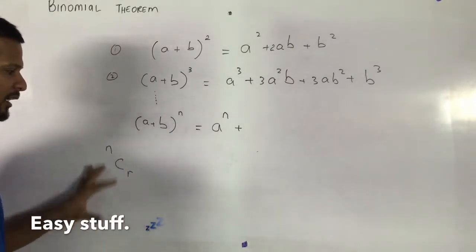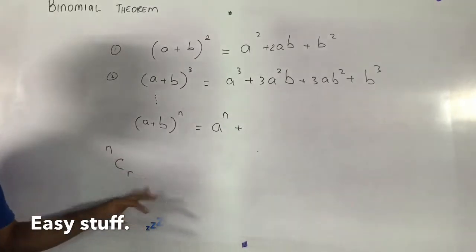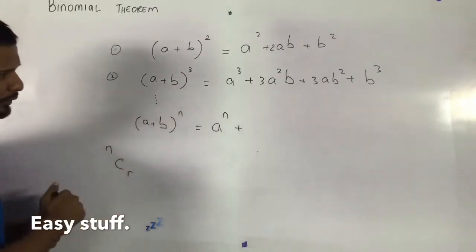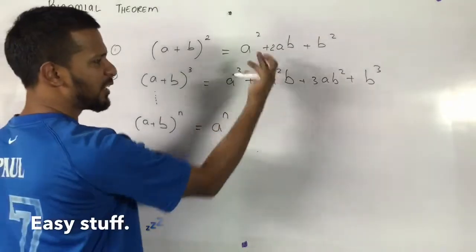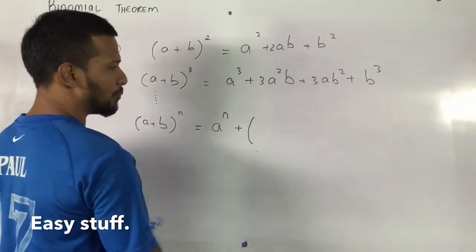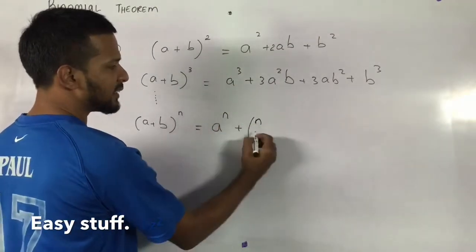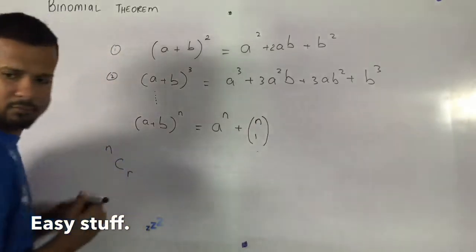This will be done in a further class. Okay, so let's just continue here. How do I get a 3 and a 2? Well, it will be n, whatever n is, C1. Okay.